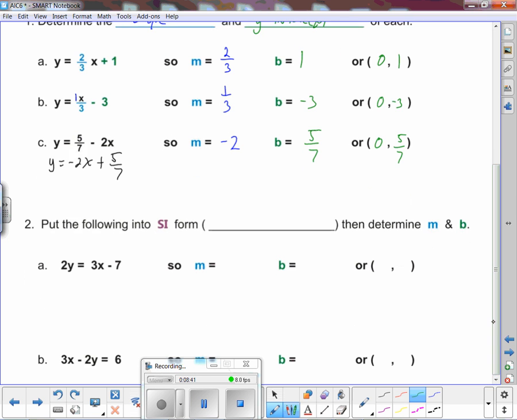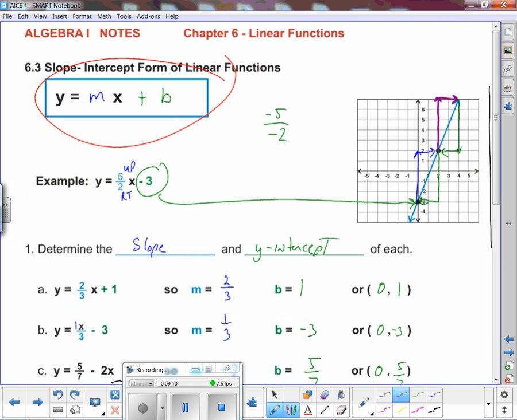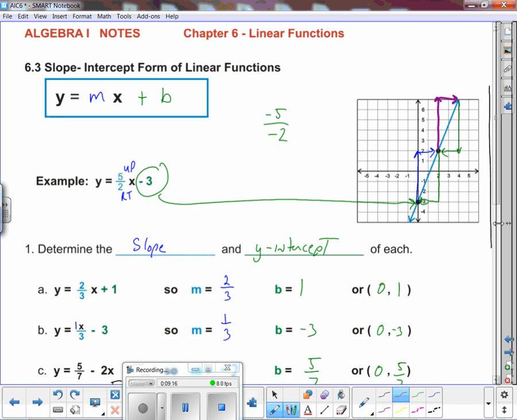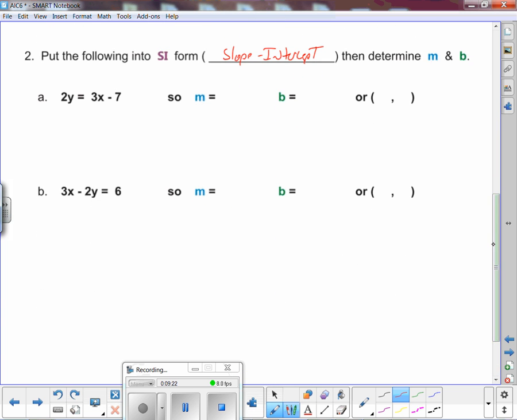Now we can do something else to you though. We could make you put it in slope-intercept form first before you're able to read m and b. So let's do that. So this one is putting the following into SI form. And again, what is that? That's slope-intercept form. And again, what are you memorizing? Y equals mx + b, right? I mean, that's what you got to know. Y equals mx + b. So that's the form we're going to put it in. Once it's in that form, then we're able to read the slopes and the y-intercepts.